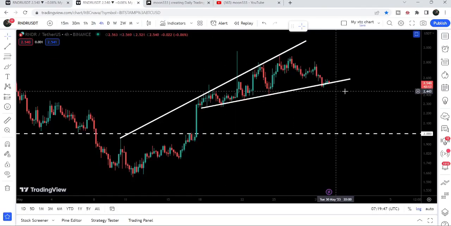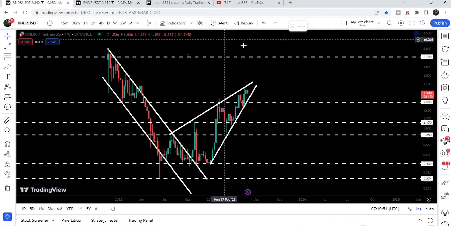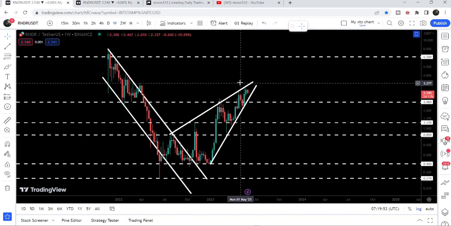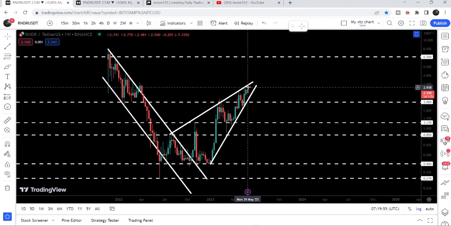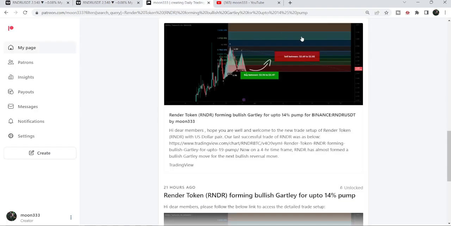Render is still testing the support of this broadening wedge on the 4-hour time frame chart, and on a weekly time frame chart, it is clearly rejected by this resistance of the rising wedge pattern as well. In today's video, we will once again take a look at this move, and I would also like to share with you my most recent trade signal for Render token that I shared with my members almost 21 hours ago.